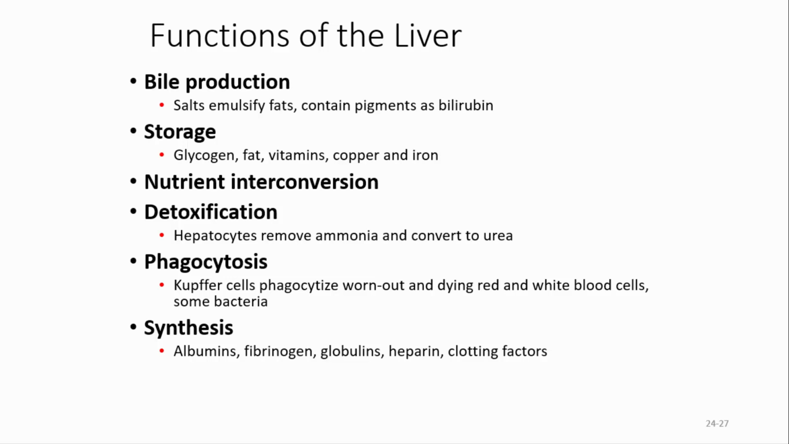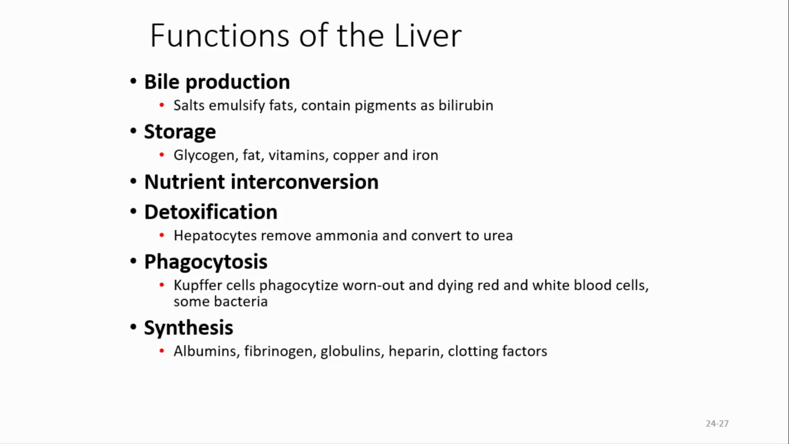Okay. And then phagocytosis, we have some Kupffer cells, which are phagocytes. And remember, they started off as monocytes in the bloodstream, but when they go to live in the liver, they become the Kupffer cells, and they phagocytize worn out and dying red and white blood cells, and also some bacteria.